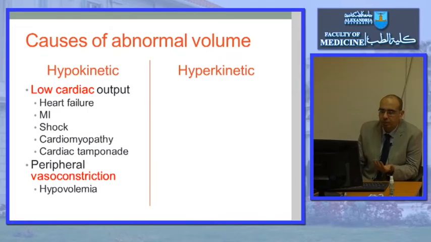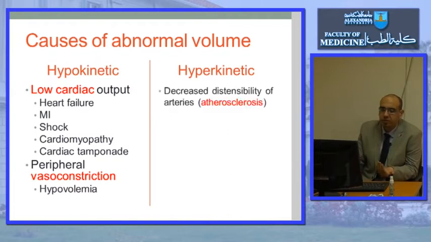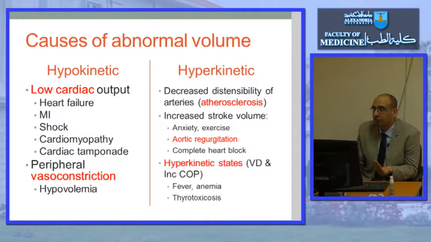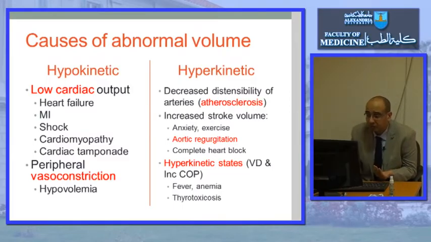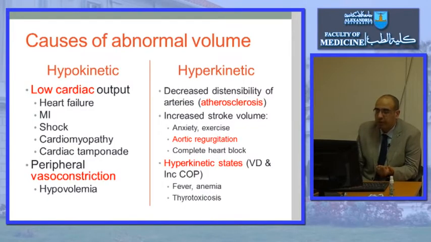Hypokinetic or decreased pulse pressure is present when there is low cardiac output, like in heart failure or shock state, cardiomyopathy, or there is peripheral vasoconstriction in hypovolemia. Hyperkinetic pulse, when there is increased volume, increased pulse pressure, like in case of atherosclerosis, aortic regurgitation, or in hyperdynamic circulations. It's very important to know them. Hyperkinetic or hyperdynamic circulation is present in fever, anemia, thyrotoxicosis, arteriovenous fistula, and pellagra. These are the causes of increased volume.